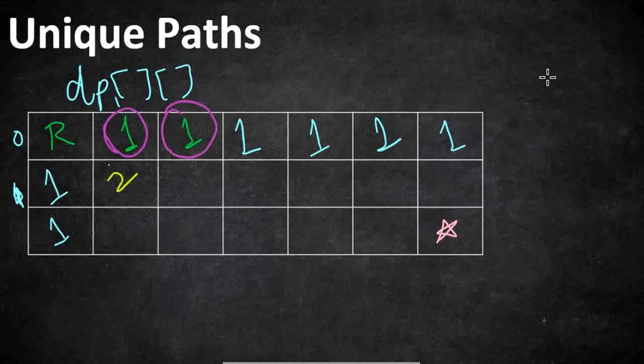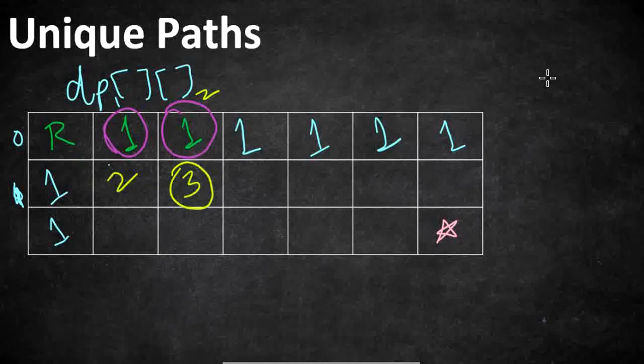So moving towards the cell 1, 2. At 1, 2, what are the possible unique paths? If you start doing it, you are going to start from right, down, and then right, or right, right and down, or down, right and right. So there are three possible ways. So I'm going to update 3 in here.